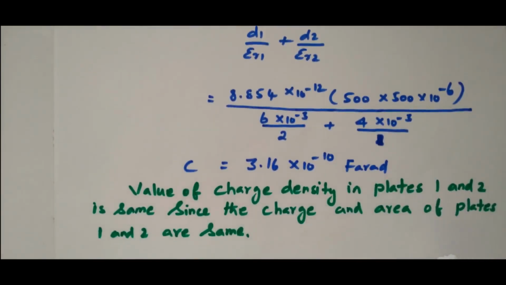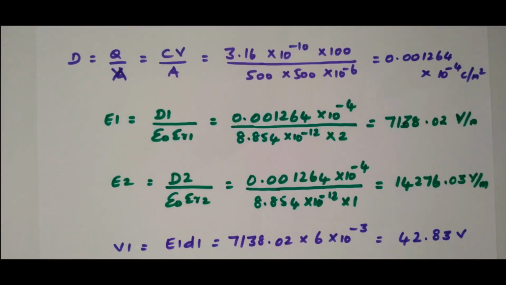Now we need to find the remaining values: displacement density, electric field and potential. Before that, the value of charge density in plate 1 and 2 is the same, since the charge and area of plate 1 and 2 are the same, right? That means the displacement density will be equal in both cases, because the charge density in plates 1 and 2 are equal, since the area of plates 1 and 2 is also equal. Now we'll find the remaining values.